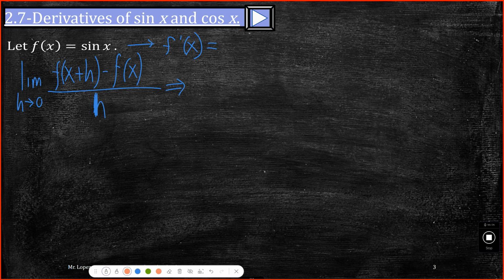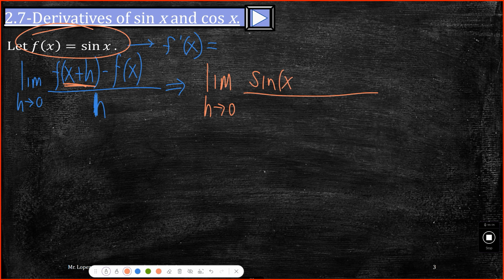So it's going to be the limit as h approaches 0. Wherever you see an x, you're going to plug in x plus h. So right here there's an x. Well, it's only sine x. So for x, you're going to plug in x plus h. So it's going to be sine x plus h. And then we're going to subtract the function f of x, which is sine x. So we're going to subtract sine x over h.